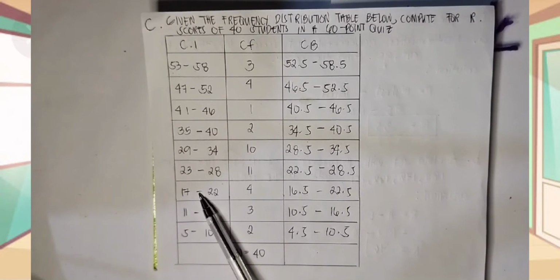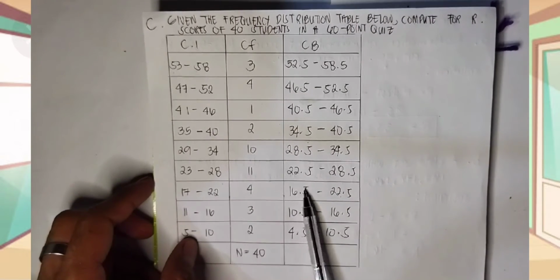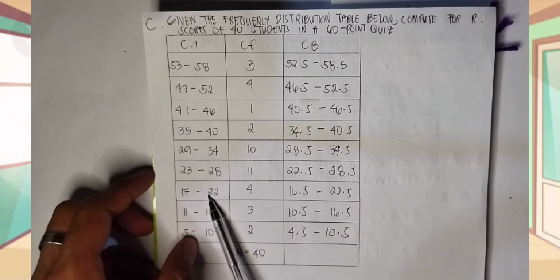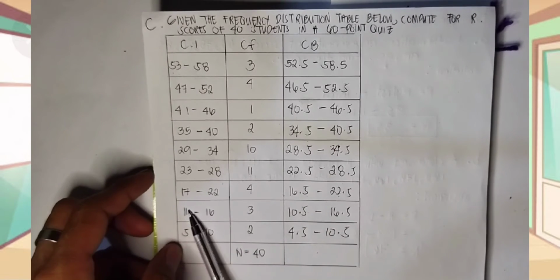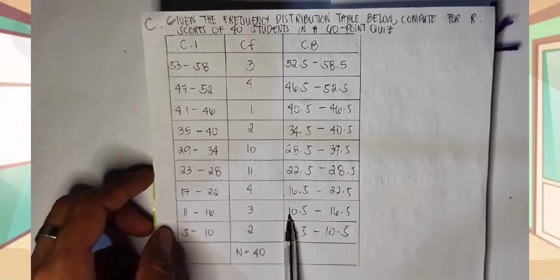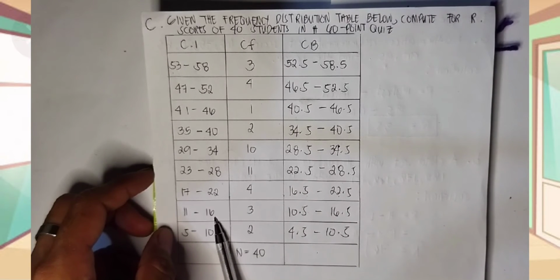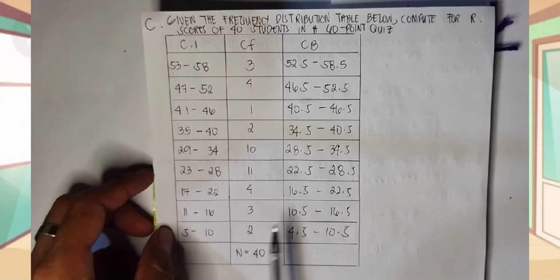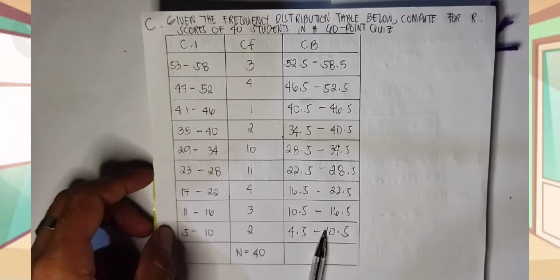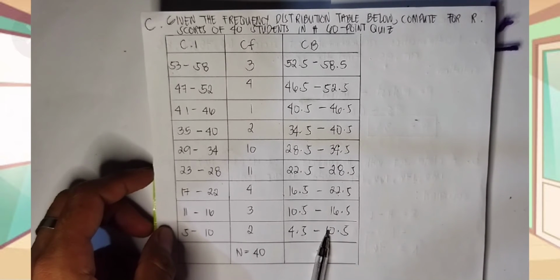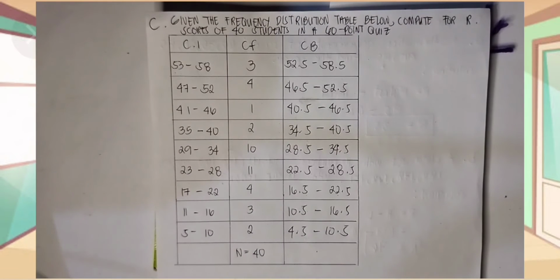17 minus 0.5 is 16.5. So, 22 plus 0.5 is 22.5. 11 minus 0.5 is 10.5. And 16 plus 0.5 is 16.5. Then 5 minus 0.5 is 4.5. And 10 plus 0.5 is 10.5. So, that's how simple it is. As we see, we have completed the table.